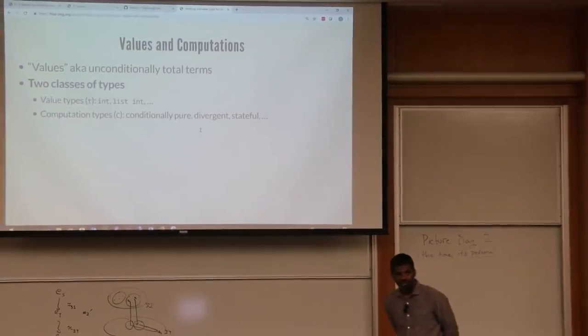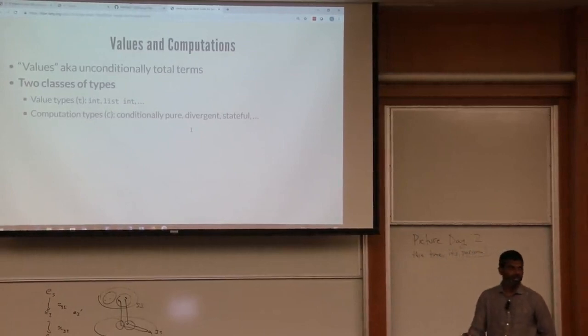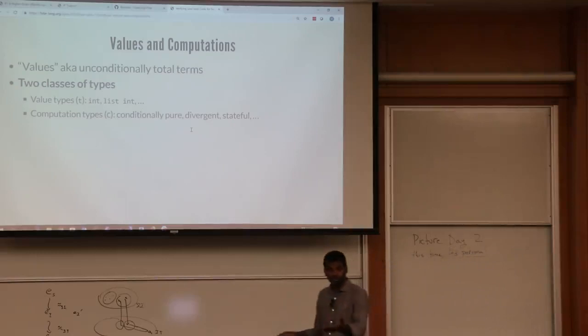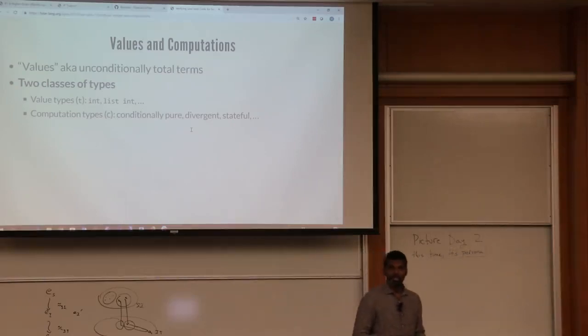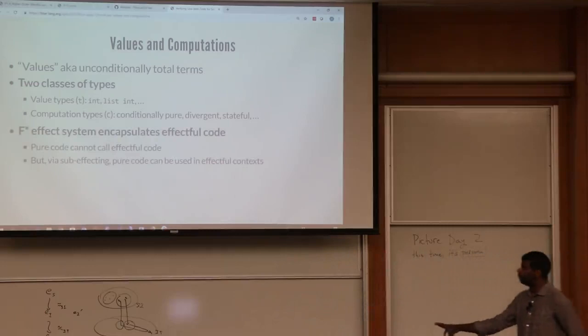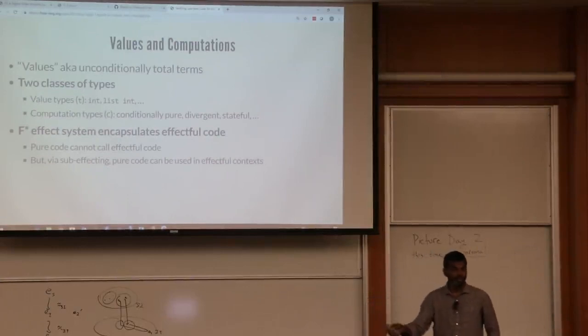Okay, so we have two classes of types in F*. There's value types, or the types of unconditionally total terms. These are things like int or list of int and so on. And we have computation types that are the types of computations that are divergent, perhaps, or manipulate state or these kinds of things. And the F* effect system encapsulates effectful code from pure code. So pure code can call effectful code, but not vice versa.